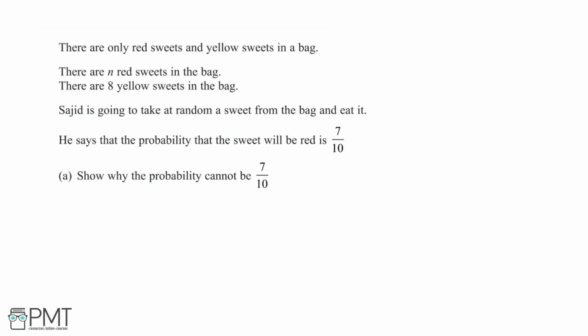We are told there are only red sweets and yellow sweets in a bag. There are n red sweets in the bag and 8 yellow sweets in the bag. Sajid is going to take at random a sweet from the bag and eat it. He says that the probability that the sweet will be red is 7/10, and we need to show why the probability cannot be 7/10, and this part is worth 1 mark.